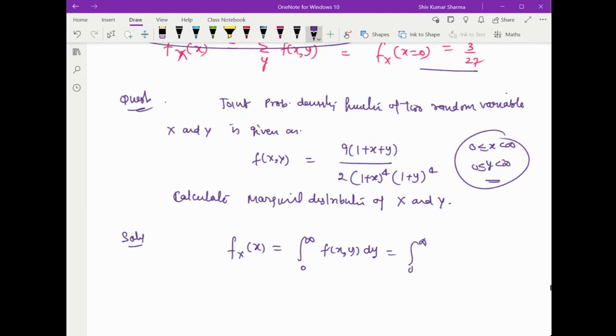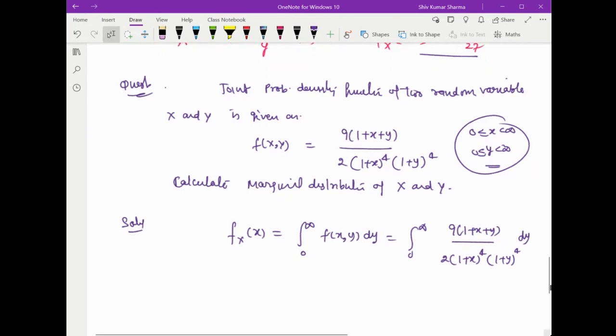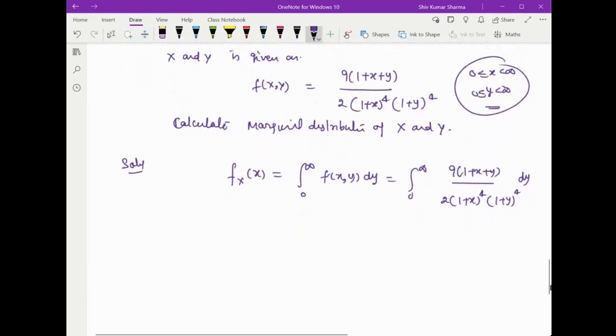So you can write this as the integral from 0 to infinity of f(x,y) dy. The function is 9 times (1 plus x plus y) over 2 times (1 plus x) raised to the power 4 times (1 plus y) raised to the power 4, dy. So integrate this. When we are doing integration with respect to y, the x variable is treated as a constant. So we take x outside.